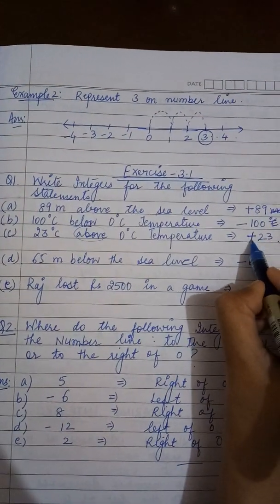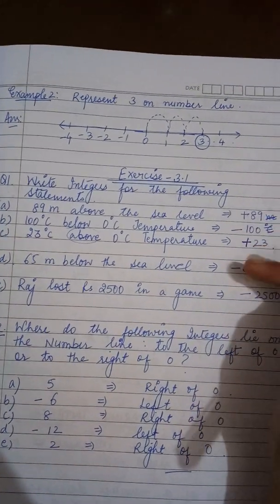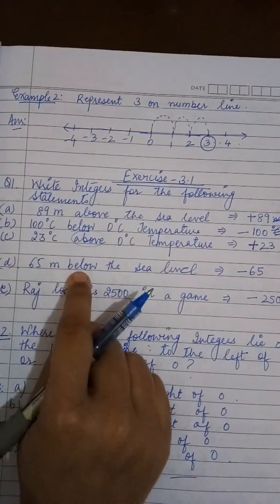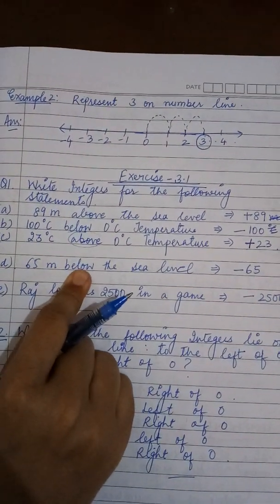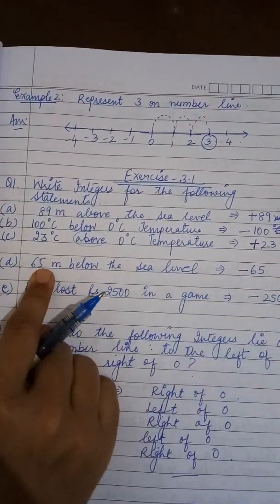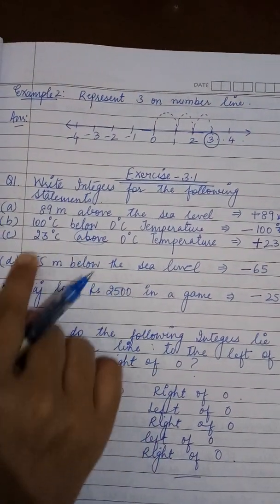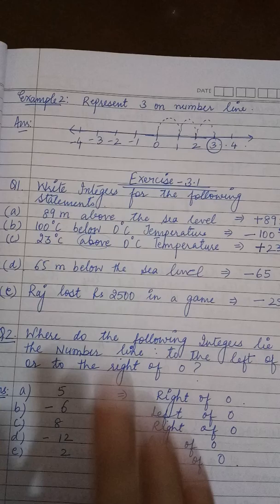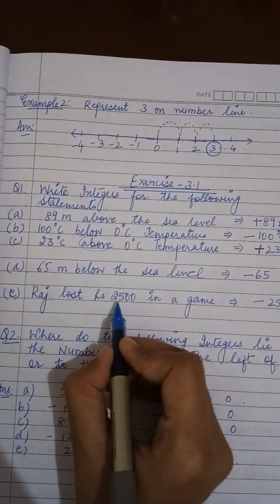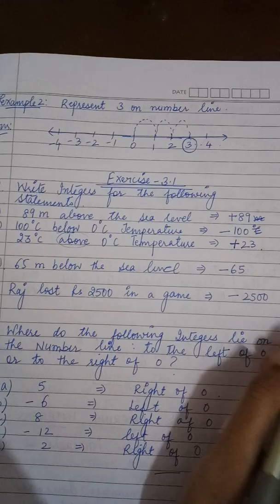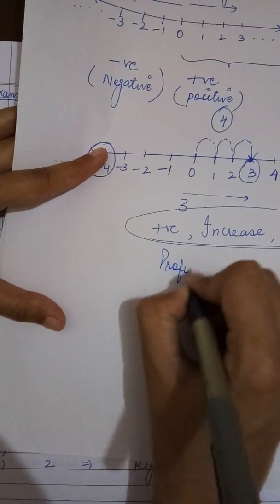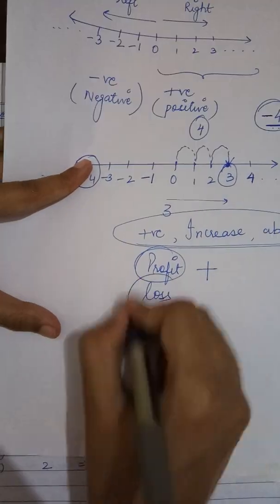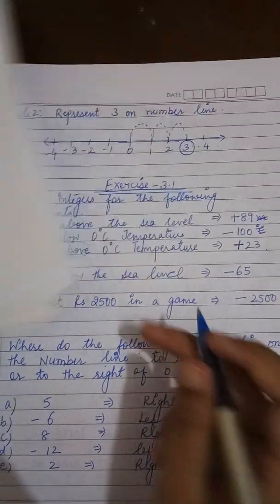Please make sure that you write these signs, because of these signs only they are asking you this question, whether it will be positive or negative. 65 meters below the sea level, below means negative, so -65. This number is below the sea level, so 65 is in the minus. Next, Raj lost, which is a negative word, so it will be -2500. If I am talking about profit or loss, profit means something positive, so plus, loss means something negative, so minus sign. That's how we have done it.